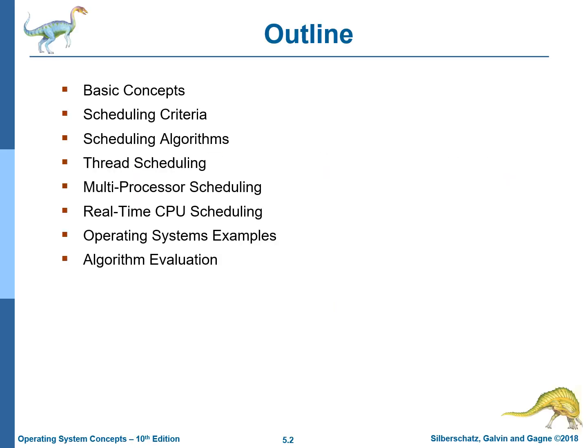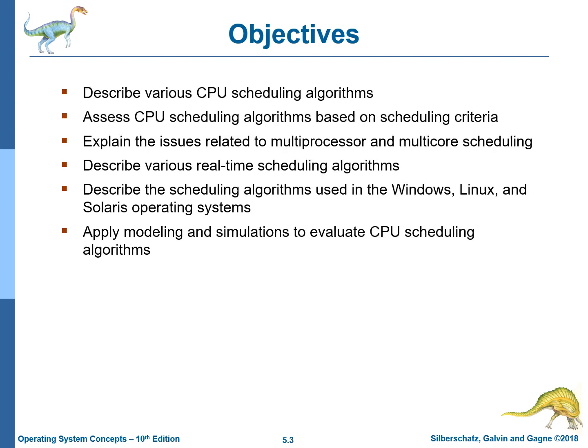These are the subtopics that will be covered today. We have basic concepts, scheduling criteria, scheduling algorithms, thread scheduling, multiprocessor scheduling, real-time CPU scheduling, operating systems examples, and algorithm evaluation. So by the end of this chapter, we will be able to achieve all these objectives.